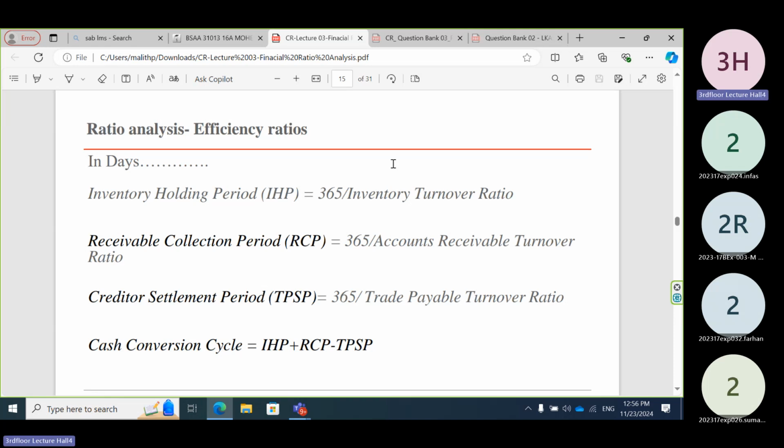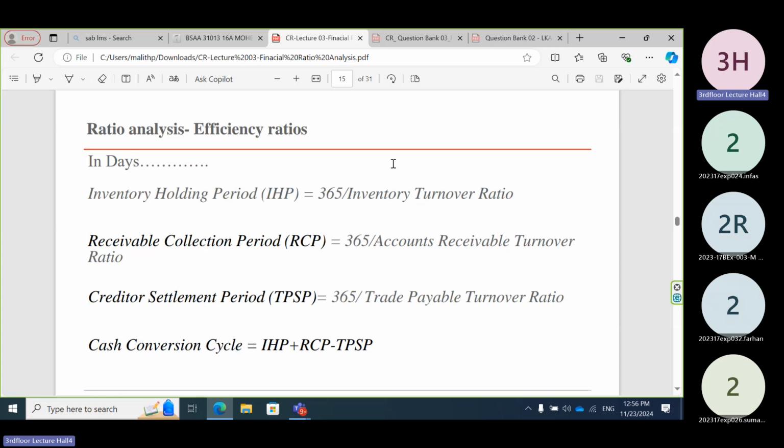If you are having a turnover of 10, it means 36.5 days. Within 36.5 days, you are collecting debtors. If you reduce that, you can get 20, 10, 1. It means if you are seeing a reducing method, you are giving a very short credit period.